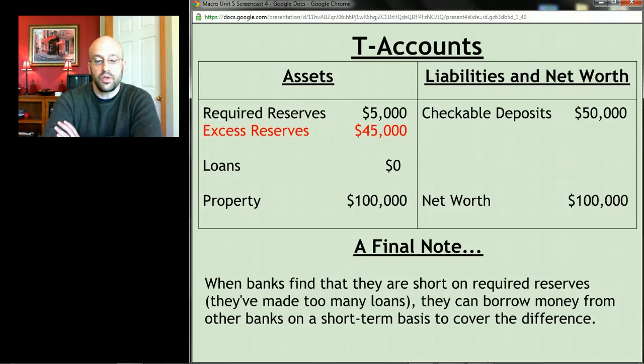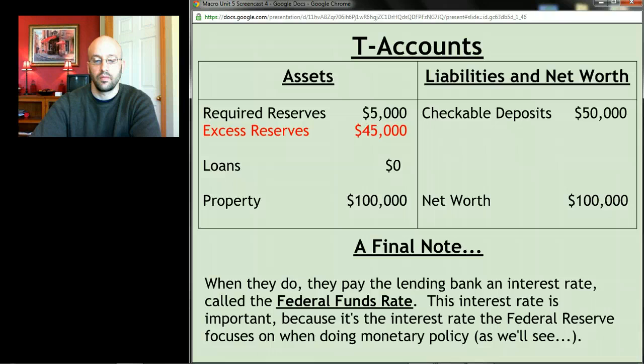When banks find that they're short on required reserves, that they've made too many loans or too many people showed up for their money, one way they cover the difference is by borrowing some money from other banks on a short-term basis. When they do that, they pay those banks an interest rate, and that interest rate has a name. It's called the federal funds rate.